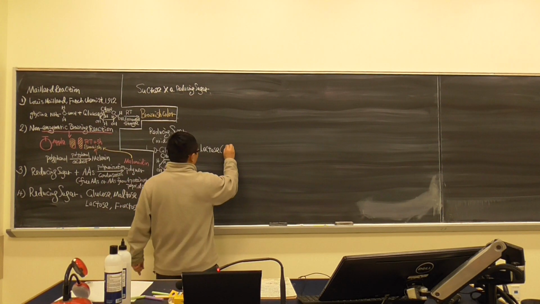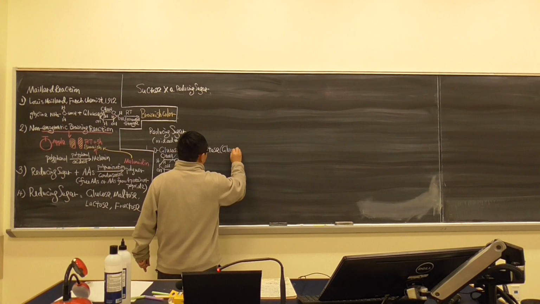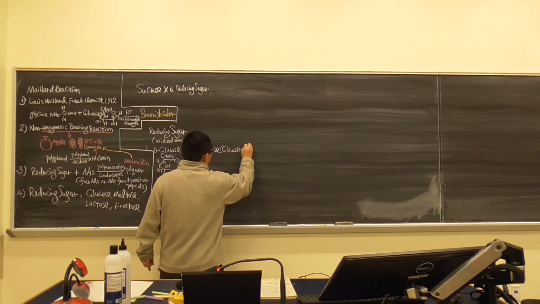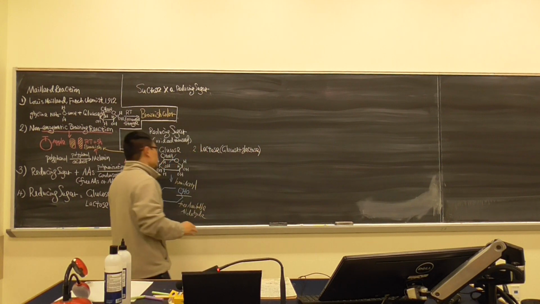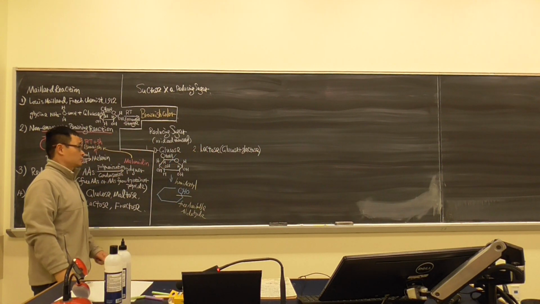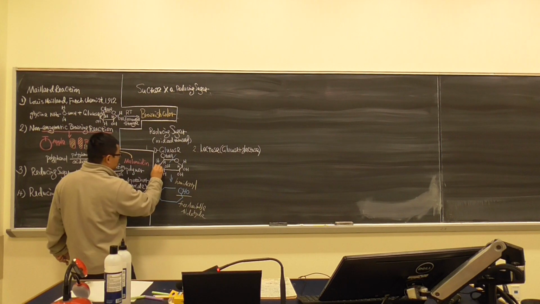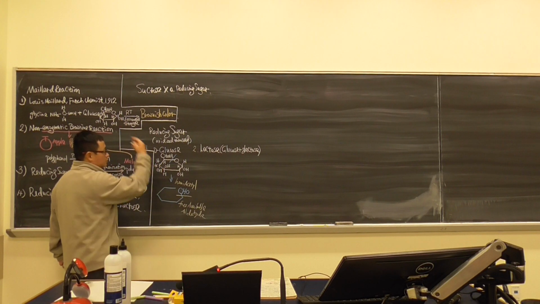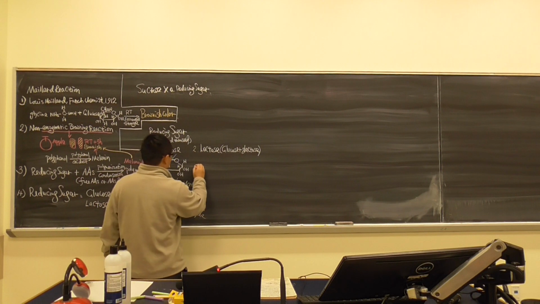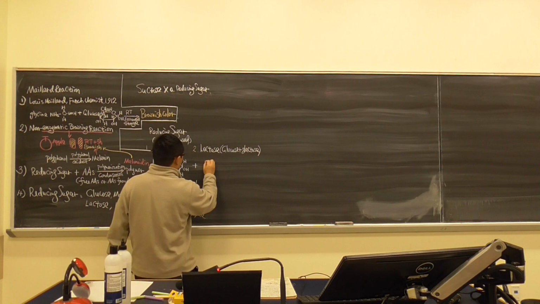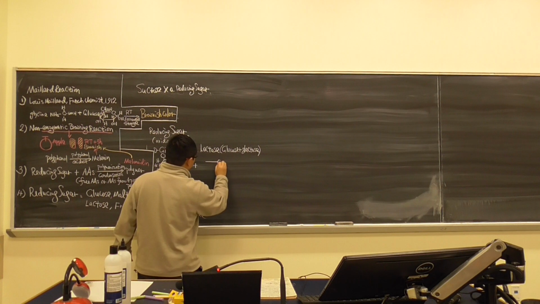Lactose is composed of glucose and galactose. They look exactly the same. The only difference is this carbon number 4, where the OH goes up. Okay, so we borrow this. We're gonna draw a picture here.